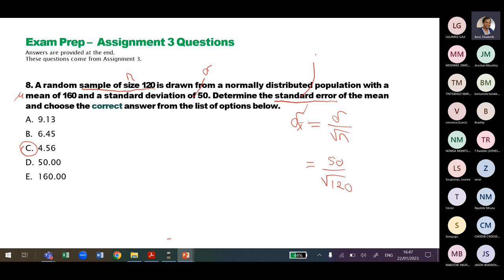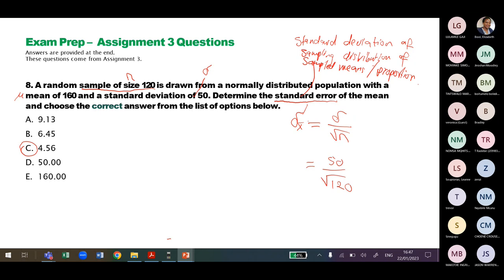You must always remember that standard error is the same as the standard deviation of the sampling distribution of sampled means or proportions, because it can be for the proportion as well. That's the standard error. Another meaning of standard error.